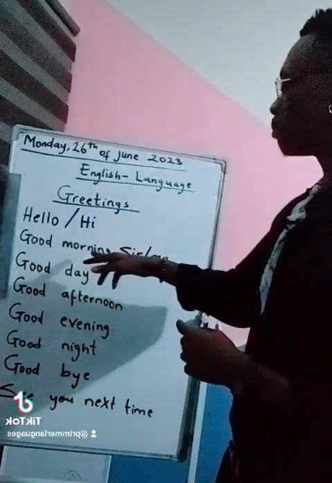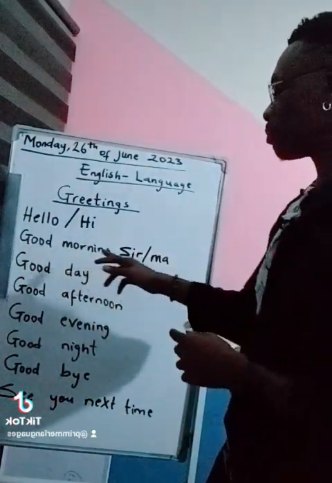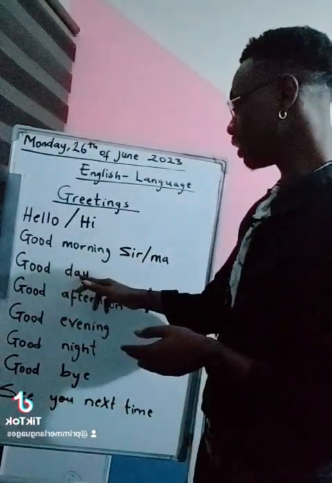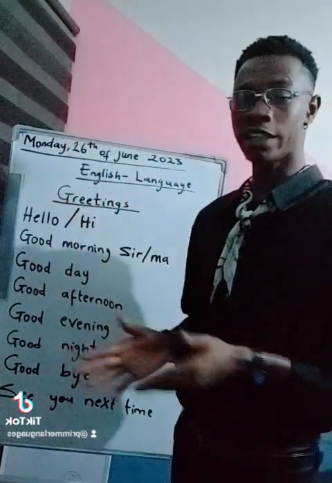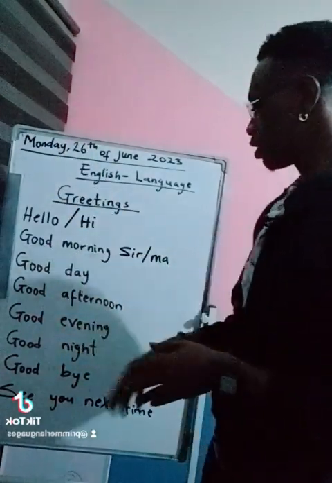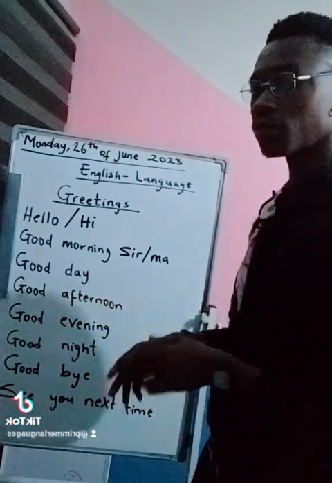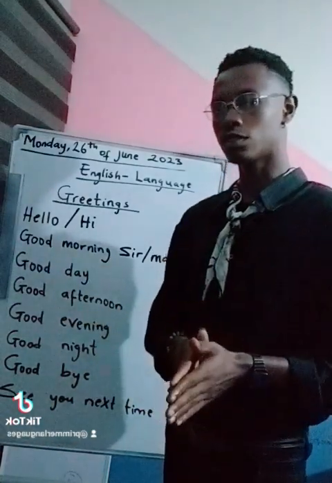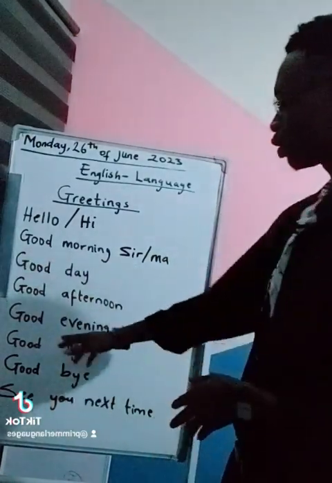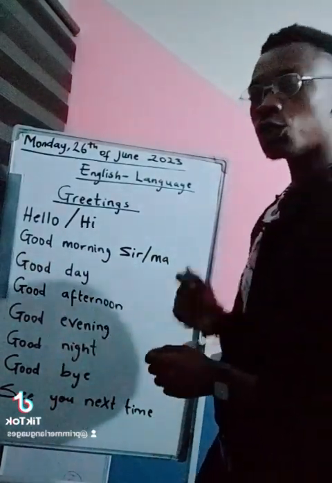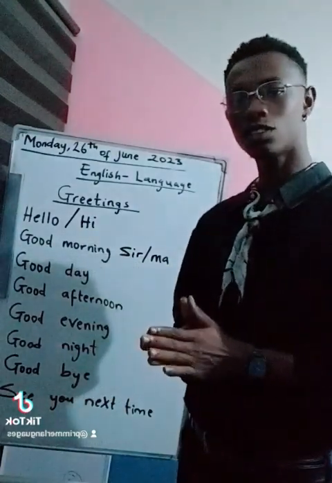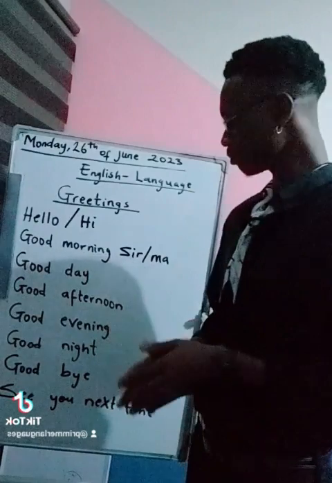Alright? Good morning, sir. Good morning, ma'am. Used in the morning. Good day. Talking about the day in general. Good day, sir. Good day, ma'am. Good afternoon. Used in the afternoon. Good afternoon, sir. Good afternoon, ma'am. Good evening. Used in the evening. Good evening, sir. Good evening, ma'am.